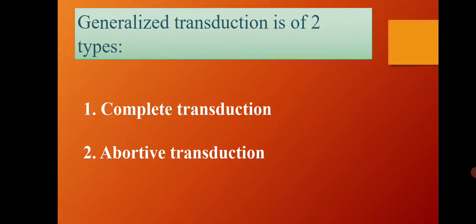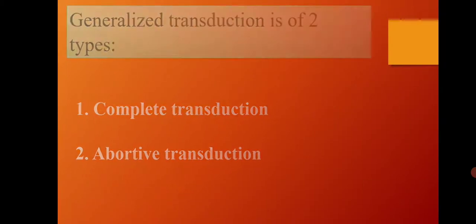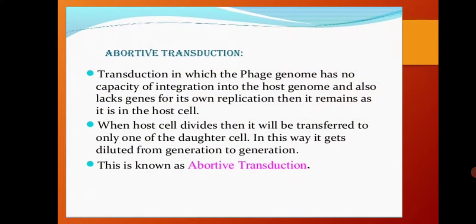The transduced DNA fragment or the exogenote, exogenote meaning from the external side, that is from the donor. How will you define complete transduction? The definition is very simple. The exogenote or transduced DNA fragment gets integrated within the recipient bacterial chromosome, forming the recombinant chromosome. So that is all about complete transduction. The mechanism which we have discussed is the example of complete transduction.